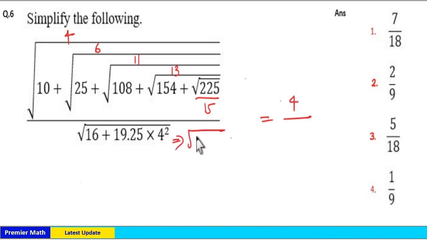Here this is equal to root 16 plus 19.25 into 4 square. 19.25 means there is 1 by 4 in it. So take 1 by 4 outside. That is, divide 19.25 with 4 and multiply it with 4. So 0.25 into 4 is equal to 1. 19 into 4: 20 into 4 is equal to 80, 80 minus 4 is equal to 76. So 19 into 4 is equal to 76. 76 plus 1 is equal to 77. So 19.25 means 77 by 4.